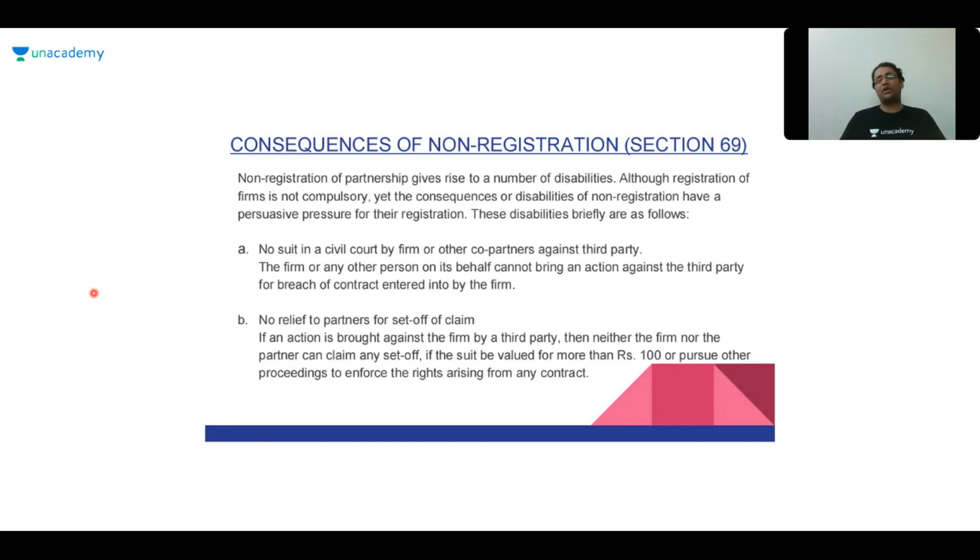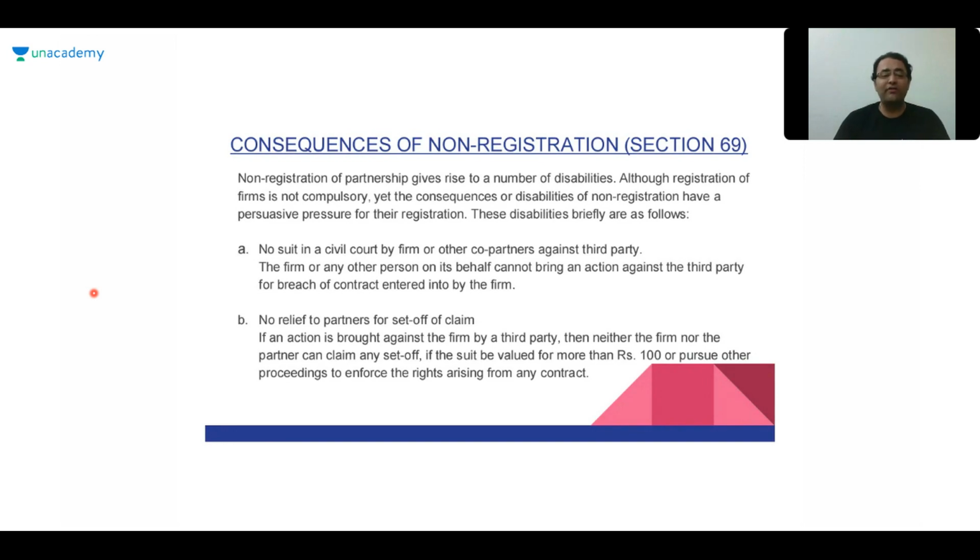Simple. So as long as things are going well, no one cares. But once the third party or your customer has run away with the goods, that is where you realize that you cannot file a case against him until you get your firm registered. So there is no time limit. It's not necessary that you need to register your firm the minute you start it. You can register it in future at any time when you feel the need to do so.